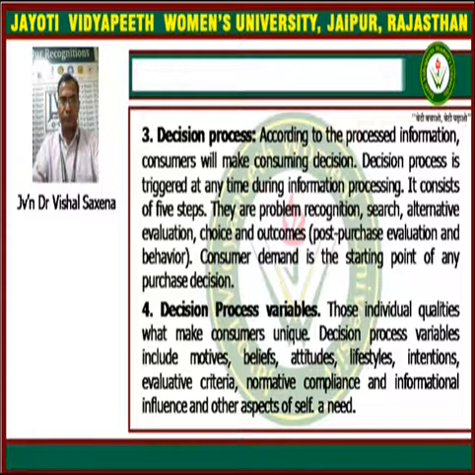Third is the decision process. According to the processed information, consumers will make a consuming decision. The decision process is triggered during information processing. It consists of five steps: problem recognition, search, alternative evaluation, choice and outcomes, and post-purchase evaluation and behavior. Consumer demand is the starting point of any purchase decision, the initial point of any purchase decision.